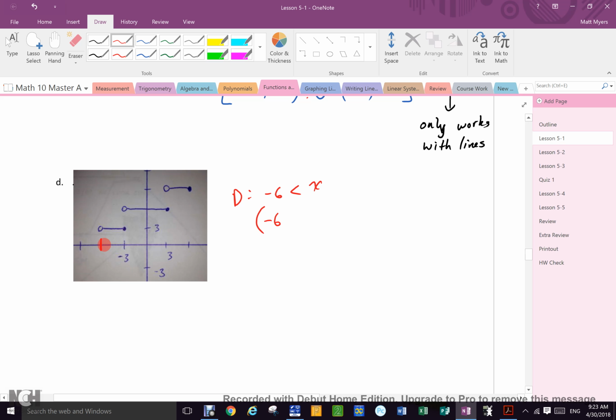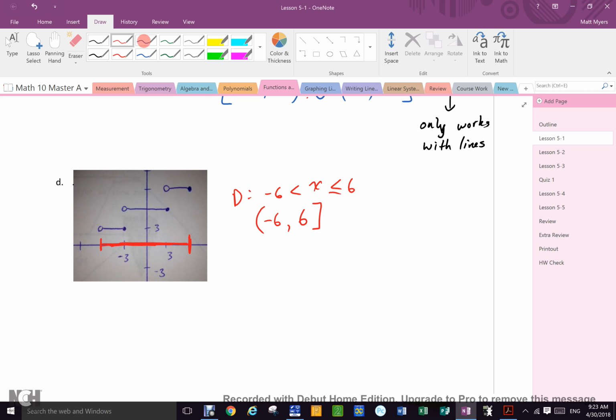What's the highest x value? 6. Do I make it to 6? Is it a closed or an open dot at 6? Closed, so I make it to 6, yes? So, what kind of bracket here? Square. Everybody cool? Okay. Now notice, since my domain made a line, I was able to use interval. Everybody see that? Okay, let's do range.